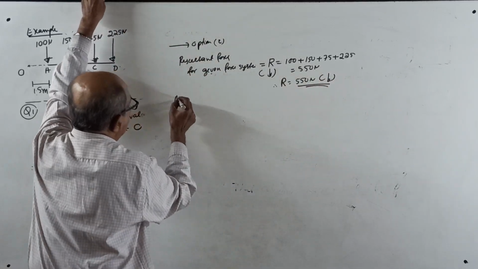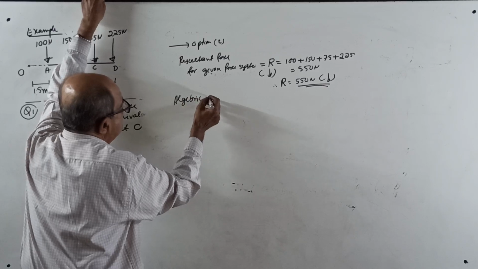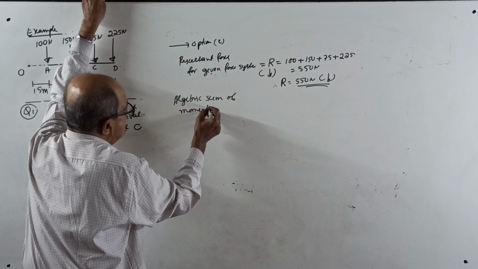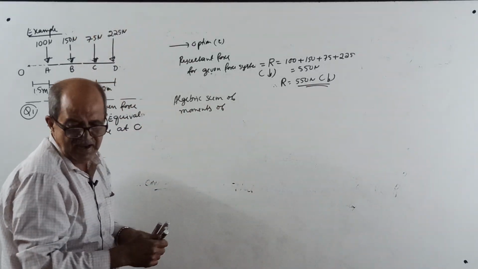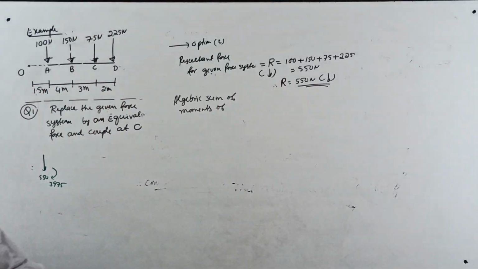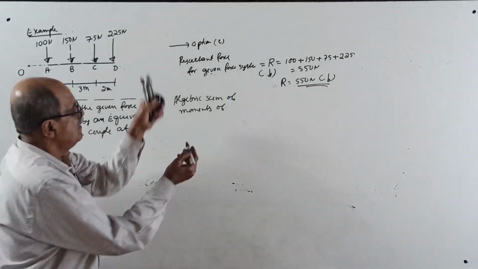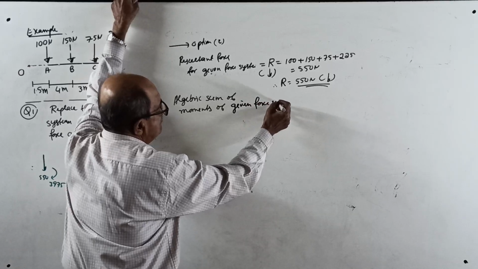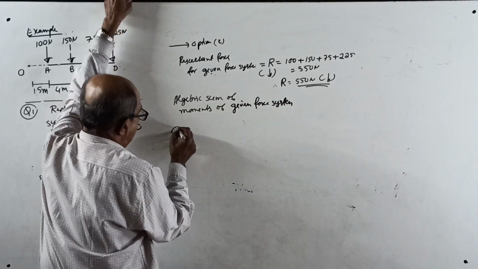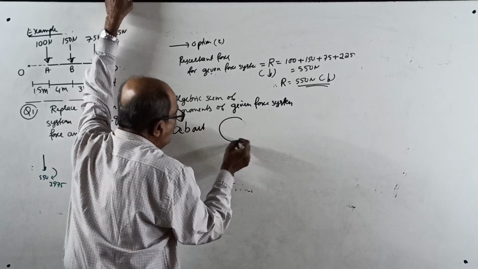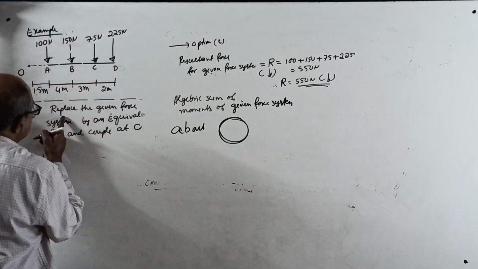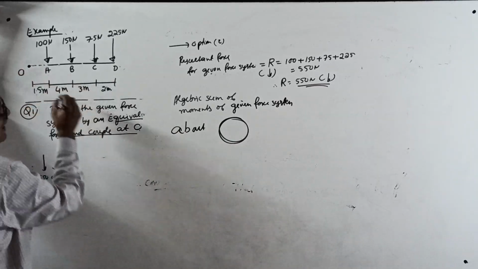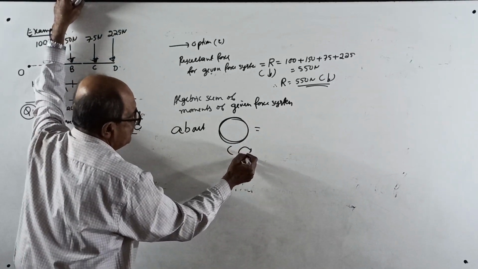Then, the algebraic sum of moments of the given force system about O. Why O? Because the question is to replace it by an equivalent force and couple at O. Moment at O, take clockwise positive.